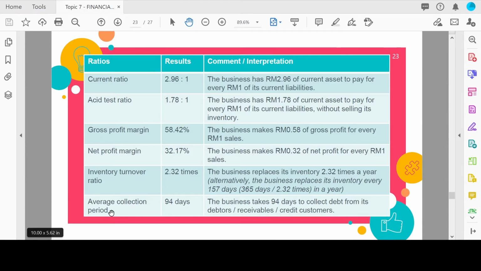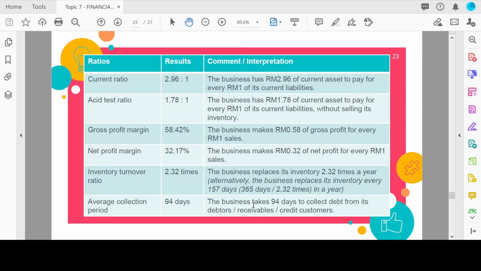Okay, and then the average collection period, 94 days. It means that the business takes 94 days to collect debt from its debtors, or receivables, or credit customers. About 3 months after the sales took place, and then they collect the money from the debtors.